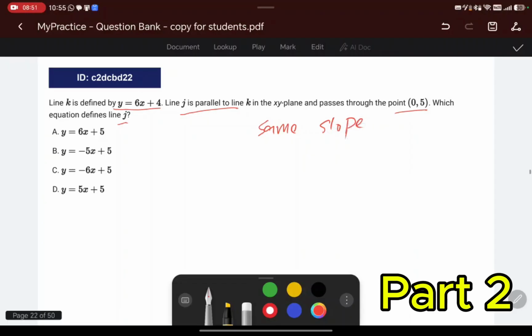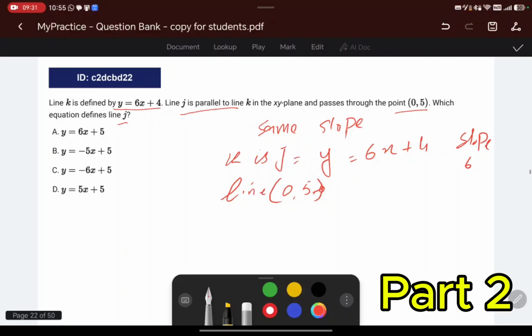This we know. Okay. Now K, how can we link K and J? K is parallel to J. The equation of K is y equals 6x plus 4. So the slope is 6. Okay. So line J, we say line J passes through which point? 0 and 5.